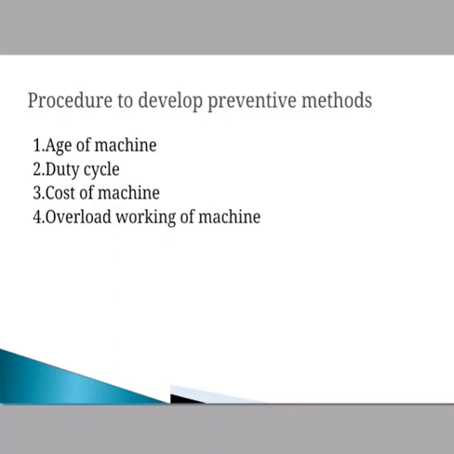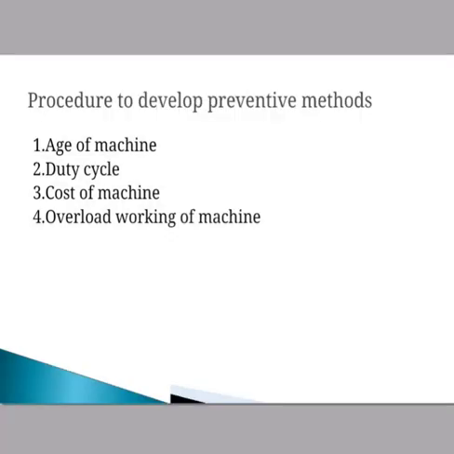Then the second one is the duty cycle. The frequency of the inspection schedule depends upon the duty cycle of the machinery. In the industry there are different machineries present. Some machineries are continuously in the working process, so we have to plan properly for the continuously operating machines. Then some machineries are frequently operating, and according to that we have to do the maintenance planning. Then some machineries work intermittently. According to that we have to plan the maintenance schedule properly.